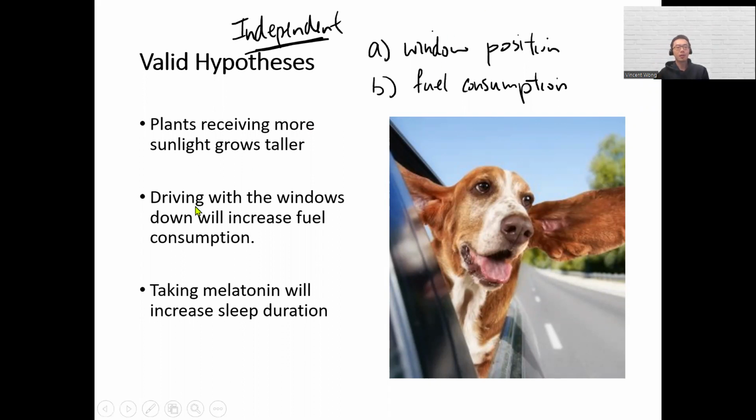The question is, if I'm going to do an experiment to test this hypothesis, which one would be the independent variable? Which one are you going to be in control of? That's the way you remember it, right? Independent is the one that you can change.